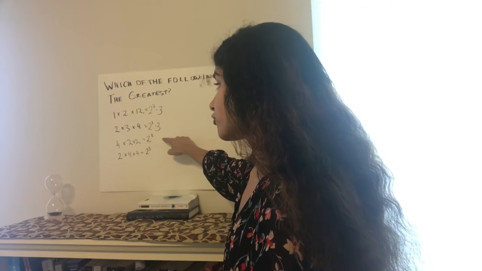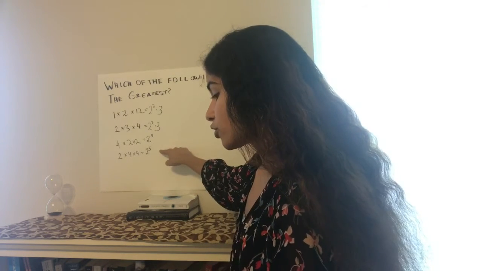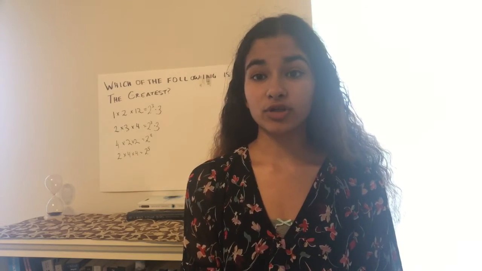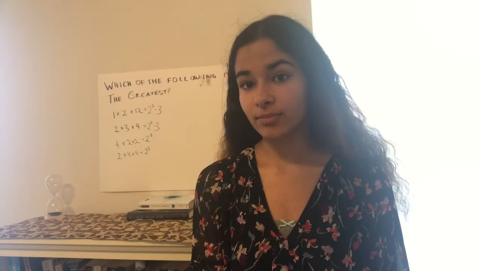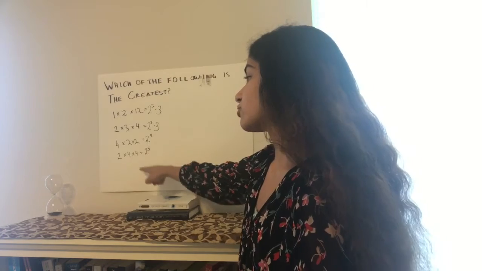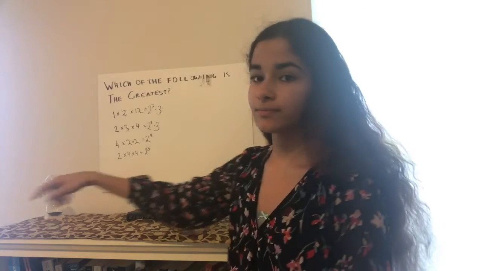Option C is 2 to the 4th and option D is 2 to the 5th. Well, it should be pretty obvious that multiplying 2 by itself 5 times is more than multiplying 2 by itself 4 times. So the correct answer to this question is D, 2 times 2 times 4 times 4.